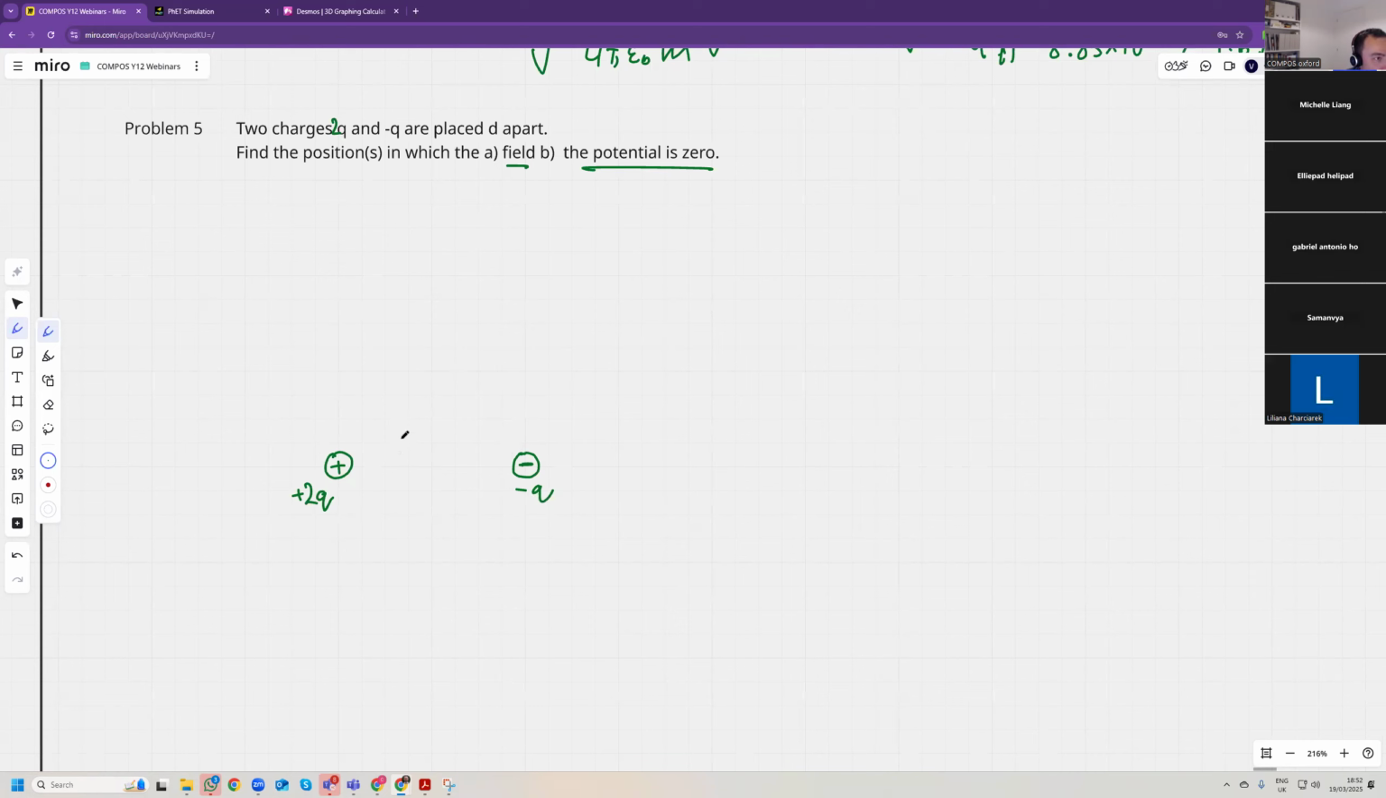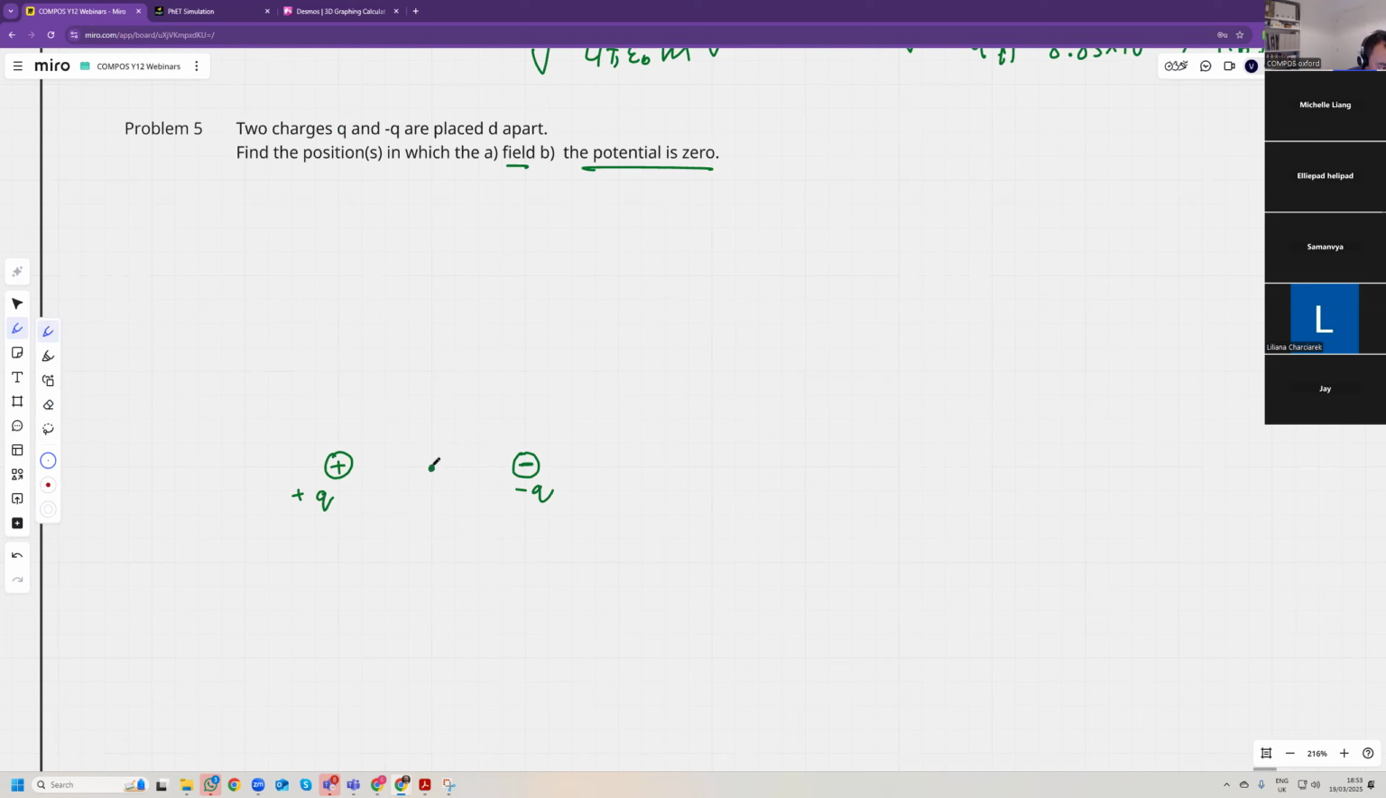Find the position where the field is 0. I think I'm overcomplicating things. No, let's not do that. So there's no position where the field is 0 except infinity.